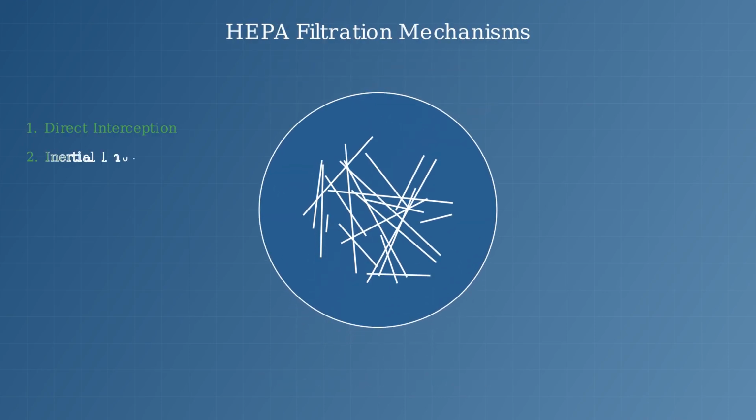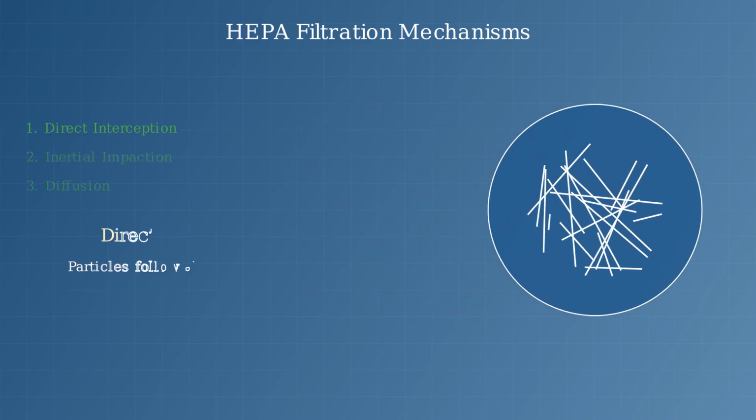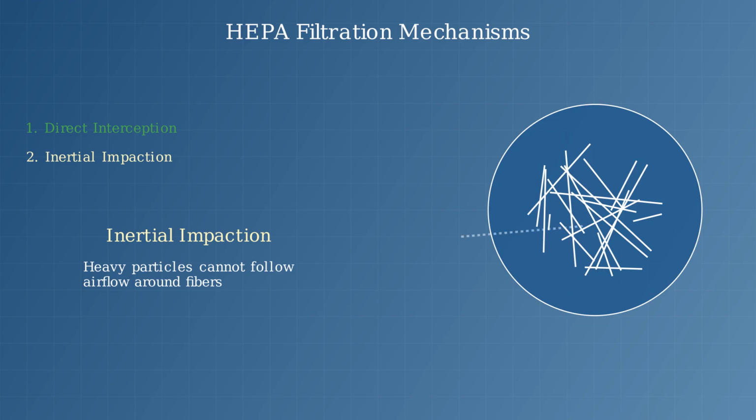HEPA filters utilize three primary mechanisms to capture particles: direct interception, inertial impaction, and diffusion. With direct interception, particles follow the airstream but are large enough to contact and stick to filter fibers as they pass by. With inertial impaction, particles are too heavy to follow the curving airflow around fibers. Their momentum causes them to impact and adhere to the fiber surface.